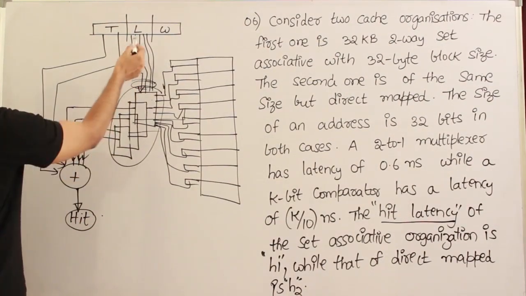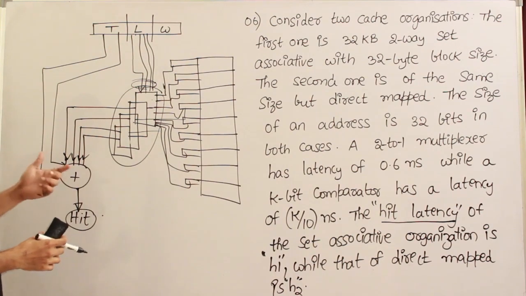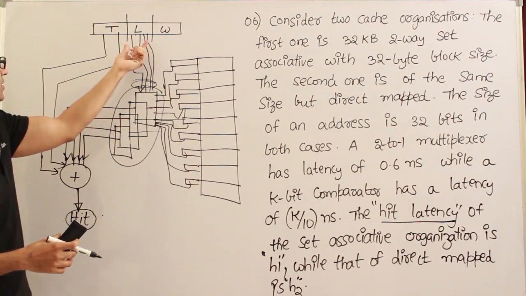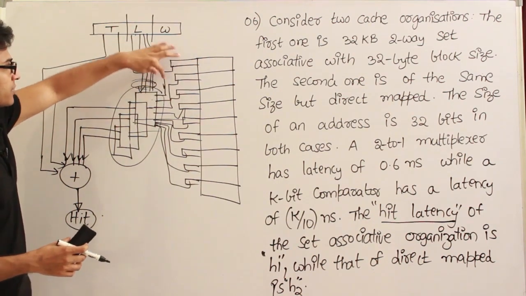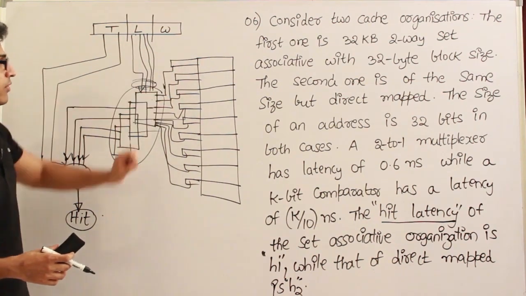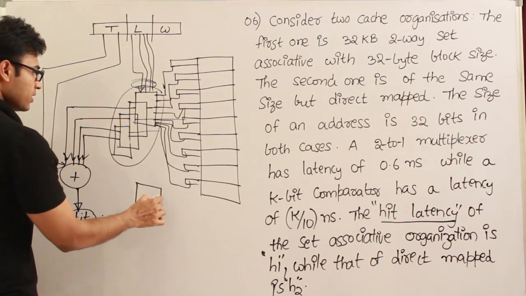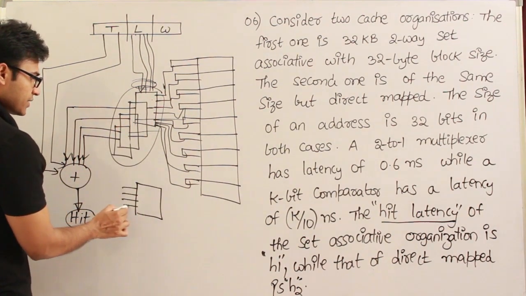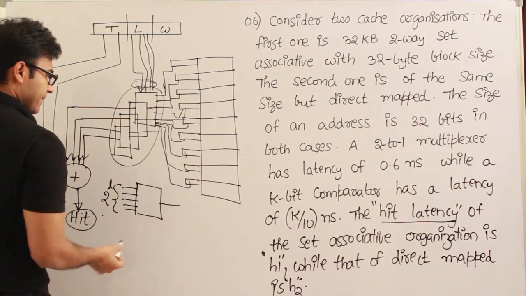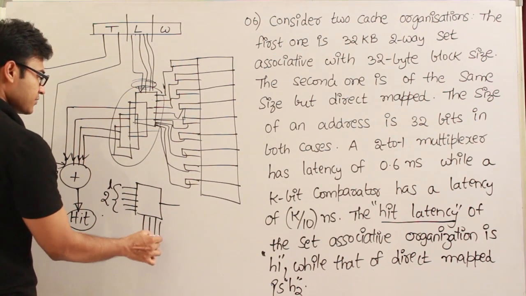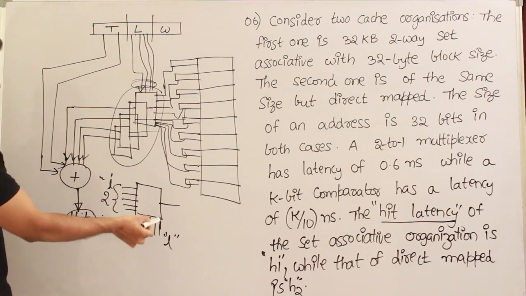For example, if there are L bits in the line number, then how many inputs should there be for the multiplexer? 2 power L. Therefore, the number of input lines for this multiplexer has to be 2 power L to 1, right? And the number of select lines should be L, where L is the number of bits in the line number.